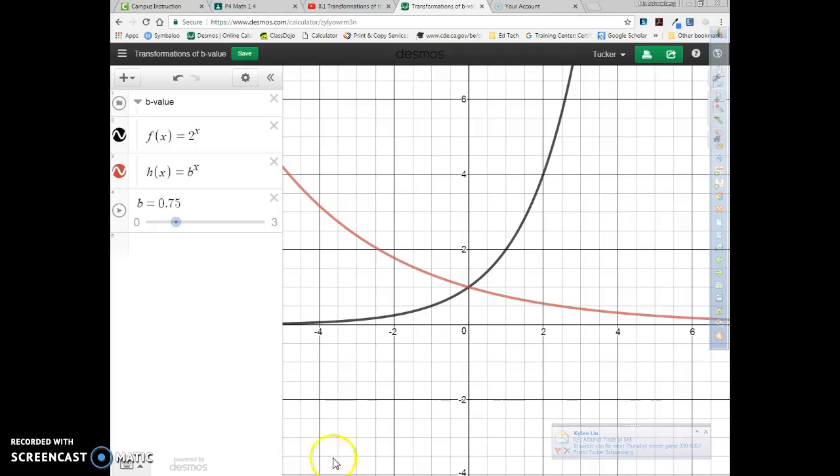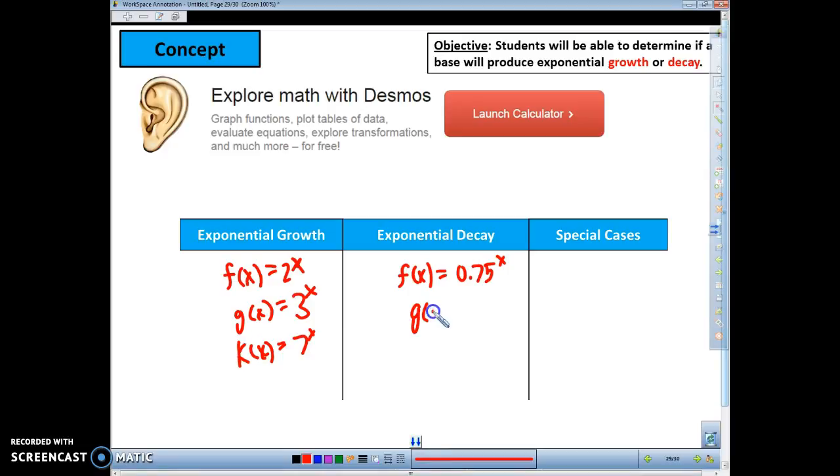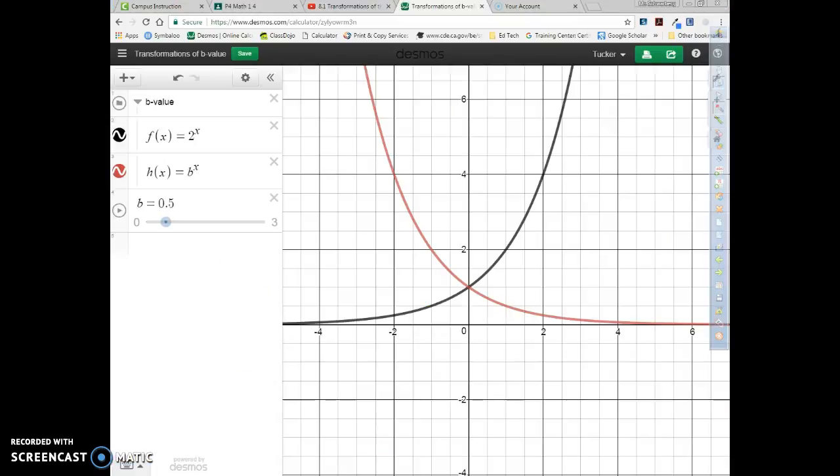And I want to also look at maybe 0.5. Notice 0.5 still, that's still decay. So g of x equals 0.5 to the x. And those are decay. All these situations kind of give me decay.